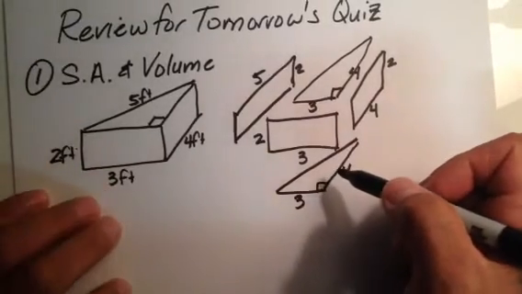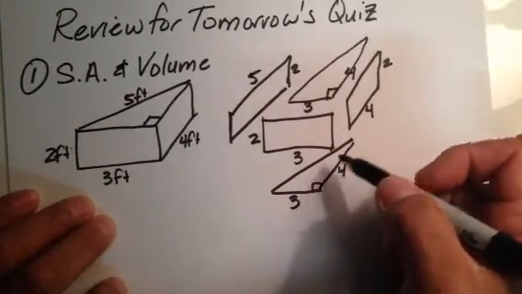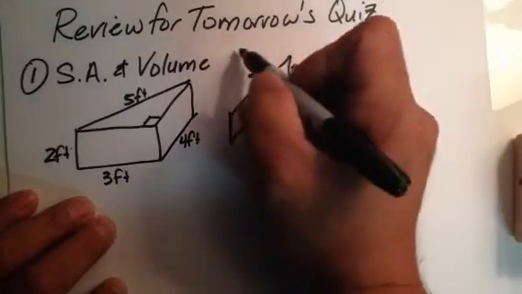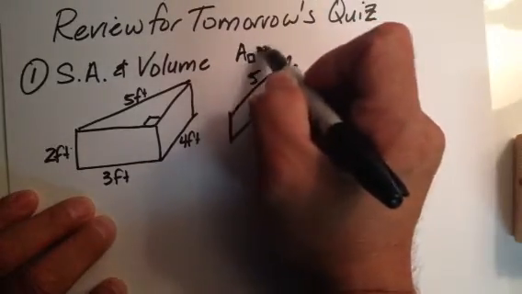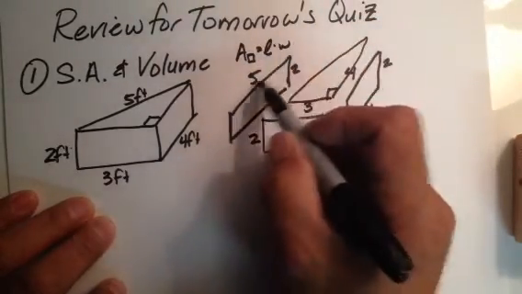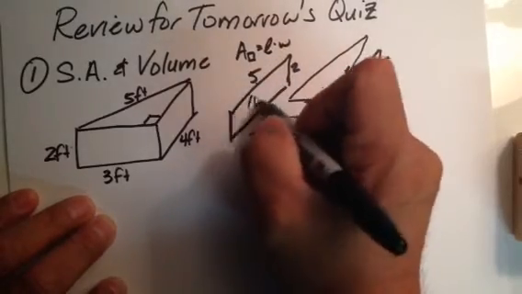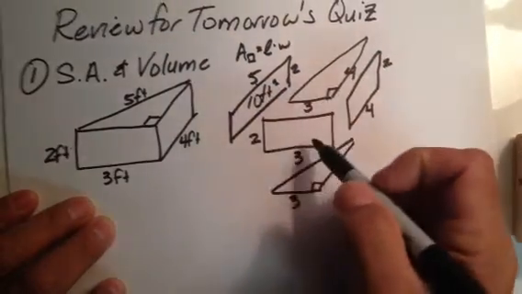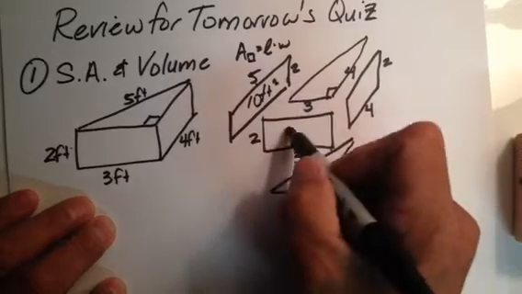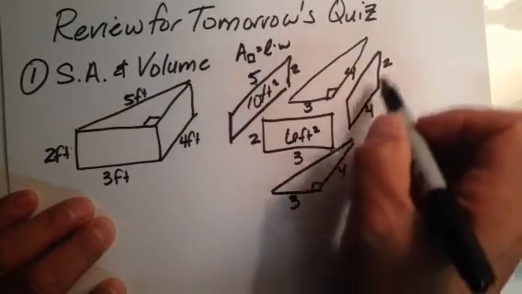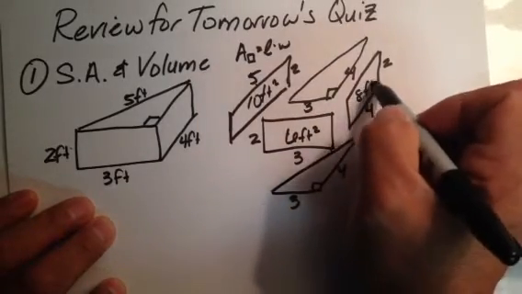So, if we were doing the area for a rectangle, remember, area for rectangle is length times width. So this would be 5 times 2. So 5 times 2 is 10. So that's 10 feet squared for that one. 2 times 3, 6 feet squared. 4 times 2, 8 feet squared.